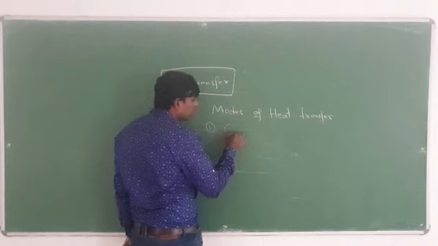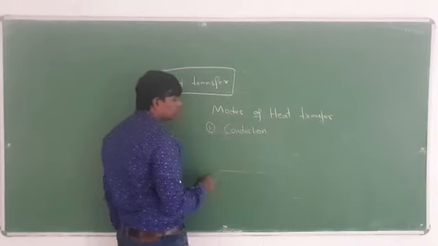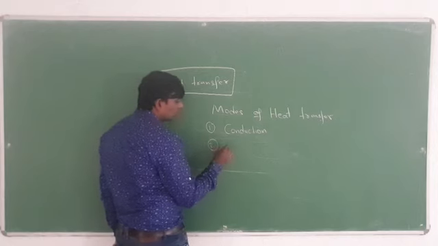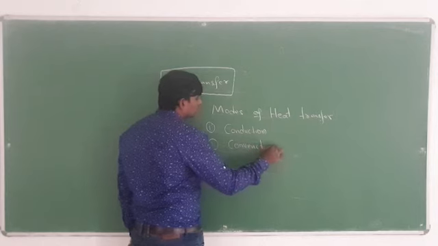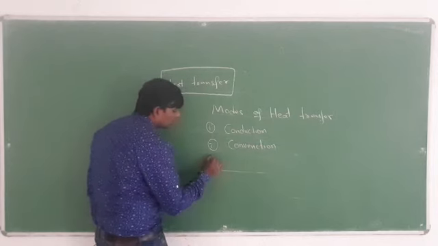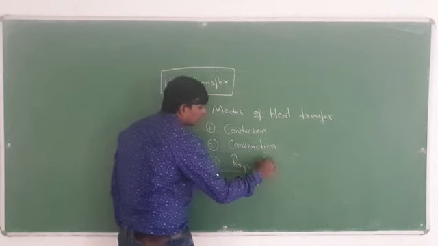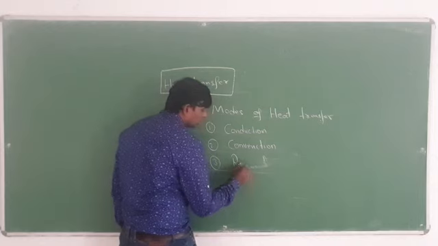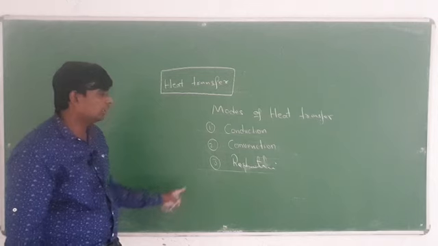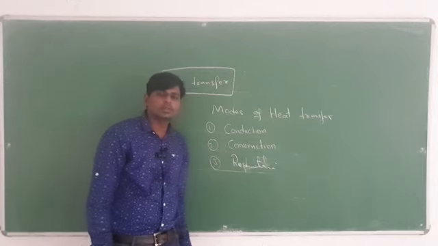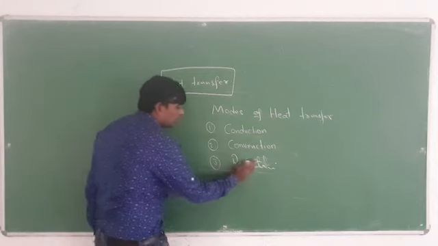First one is conduction. Second one is convection. And third one is radiation. First one is conduction, second one is convection, and third one is radiation. I will write it properly here.